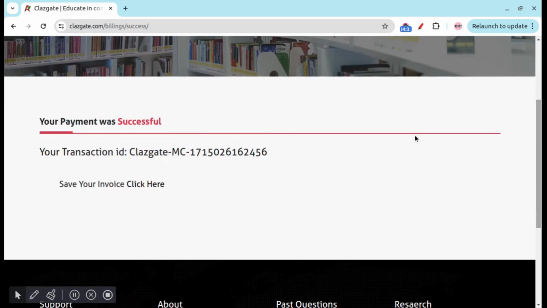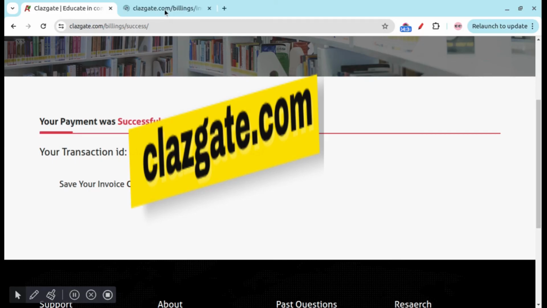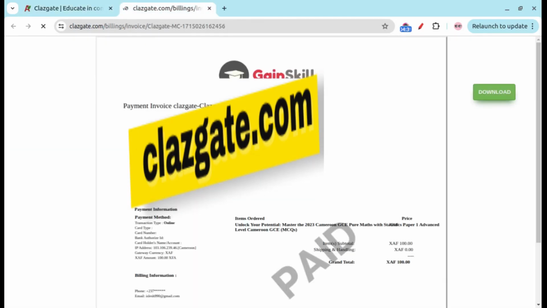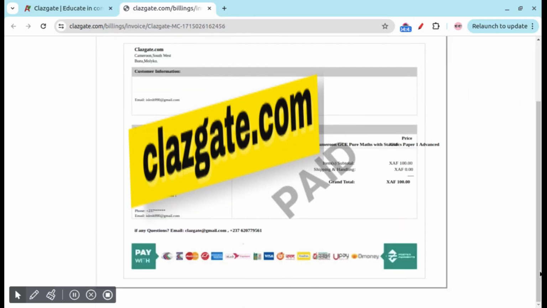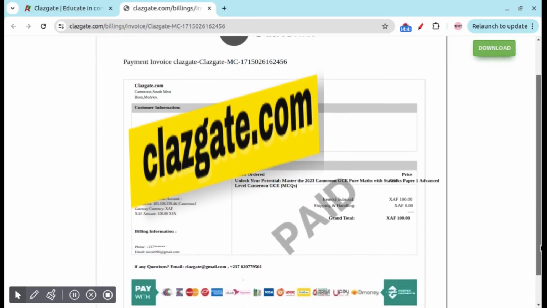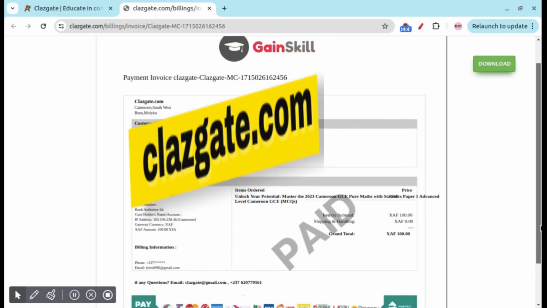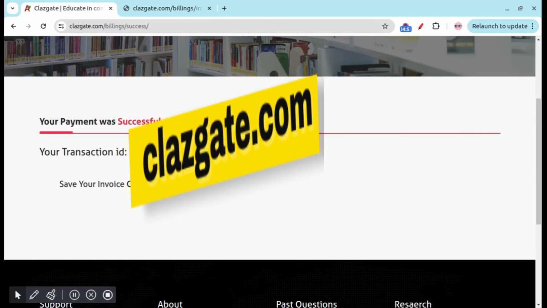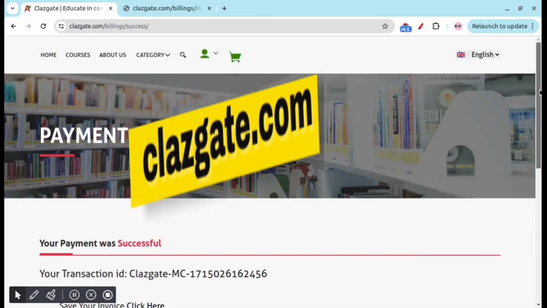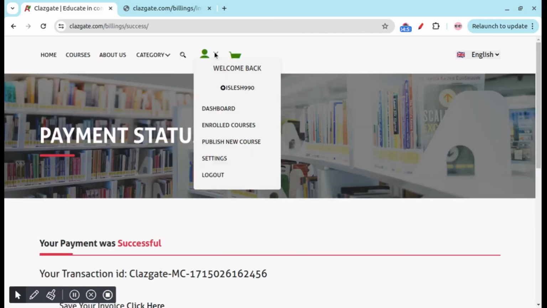If you want the receipt, you can always click here to see the receipt of the course that we have just bought. Okay, and this is the receipt of the course that we have bought. Very good receipt. And let's go here. Successful transfer, payment was successful. And after payment is successful, you want to enter the course.